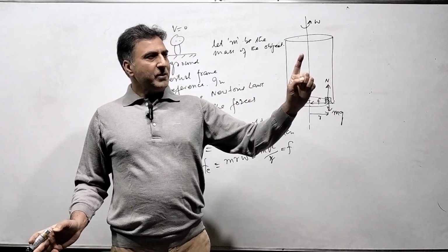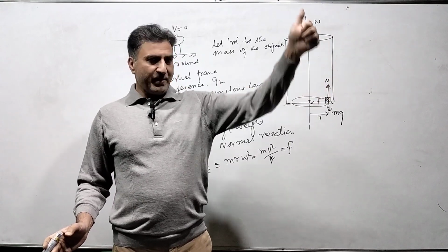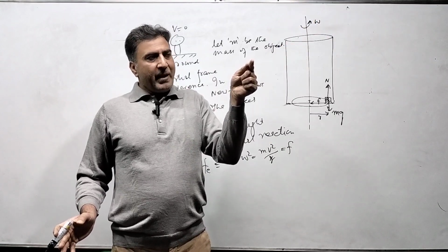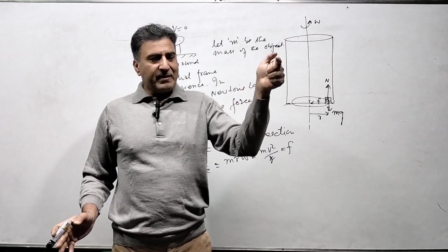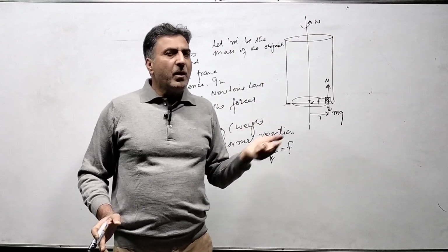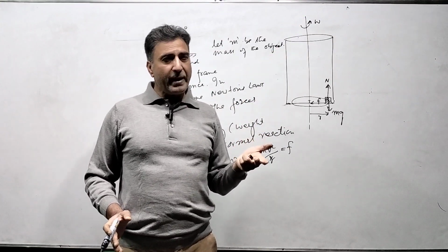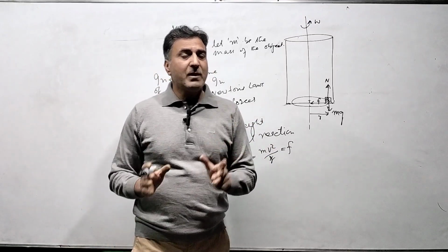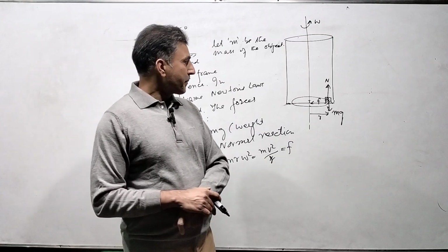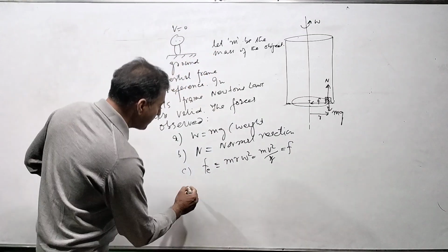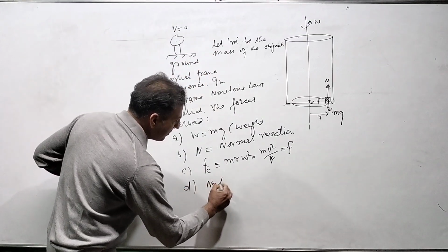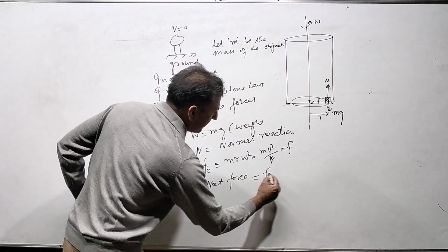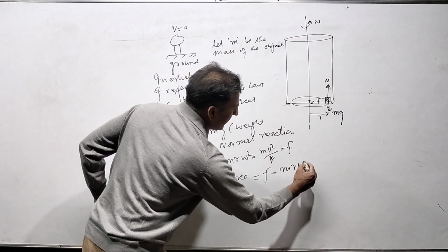For him, there are forces. One is downwards weight, normal reaction up, and there is also force towards the center. And that force makes it move in a circle, and that force is mr omega square or mv square by r. That is what an observer outside the cabin observes. And the net force is only this frictional force, equal to mr omega square.